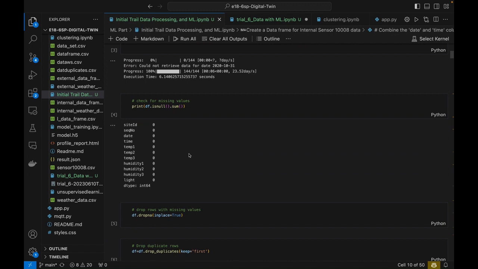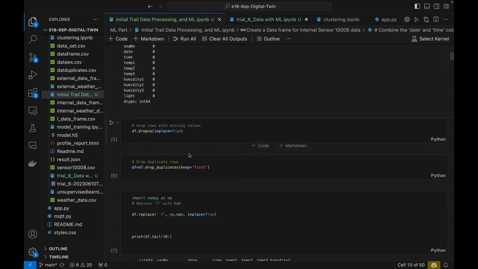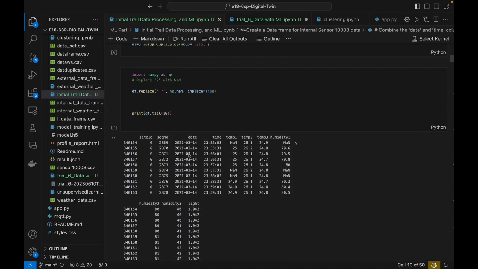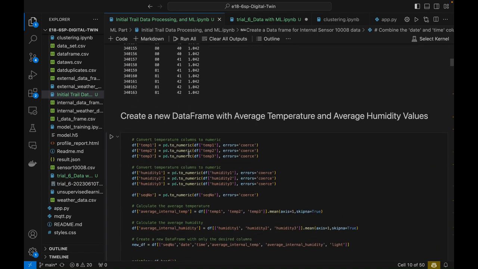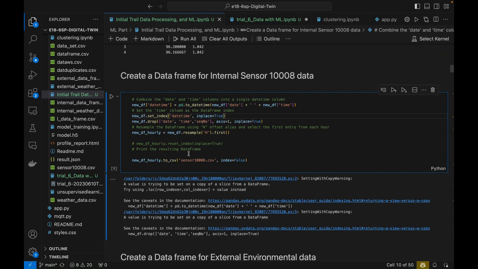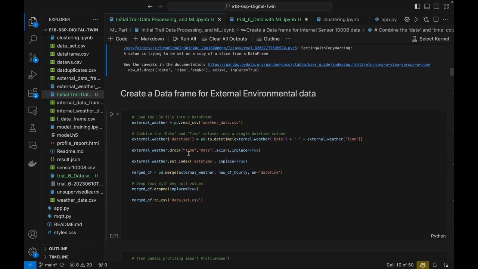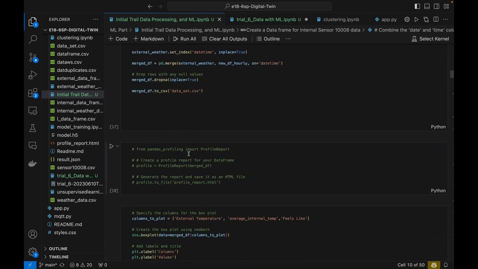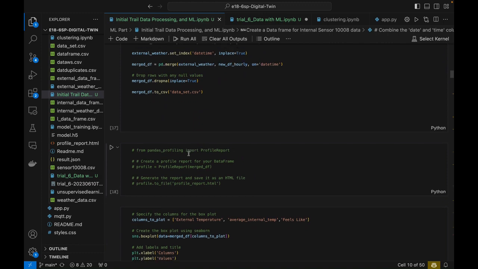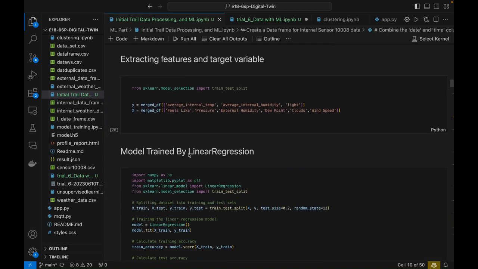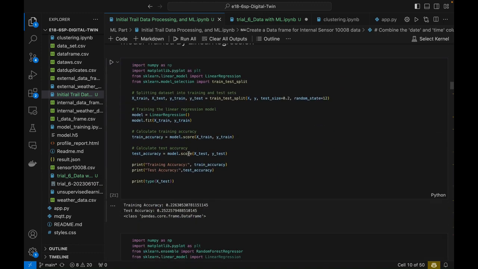We did pre-processing such as removing null values, mean imputation, and dropping all the duplicate values. Then we created a data frame with average temperature, average humidity, and the sensor readings. Then we got the external temperature from the API and some data that we had from the agriculture sensor. Then we merged all those data sets and ran them through a machine learning model, such as basic linear regression. The accuracy was 25%. It was very low.